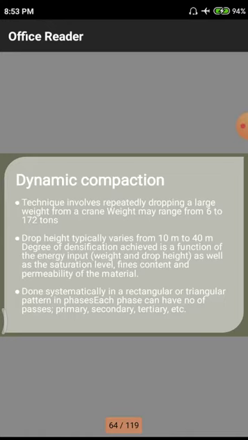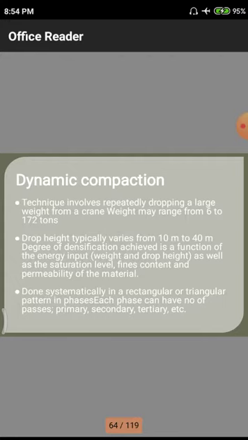We need to have some data by studying these points. The weight may range from 6 to 172 tons. That means the W value ranges from a minimum of 6 tons to a maximum of 172 tons. That is the main point. Next, drop height typically varies from 10 meters to 40 meters. That means 10 meters is nearly 33 feet and 40 meters is nearly 150 feet, so it ranges from 33 feet to 150 feet.